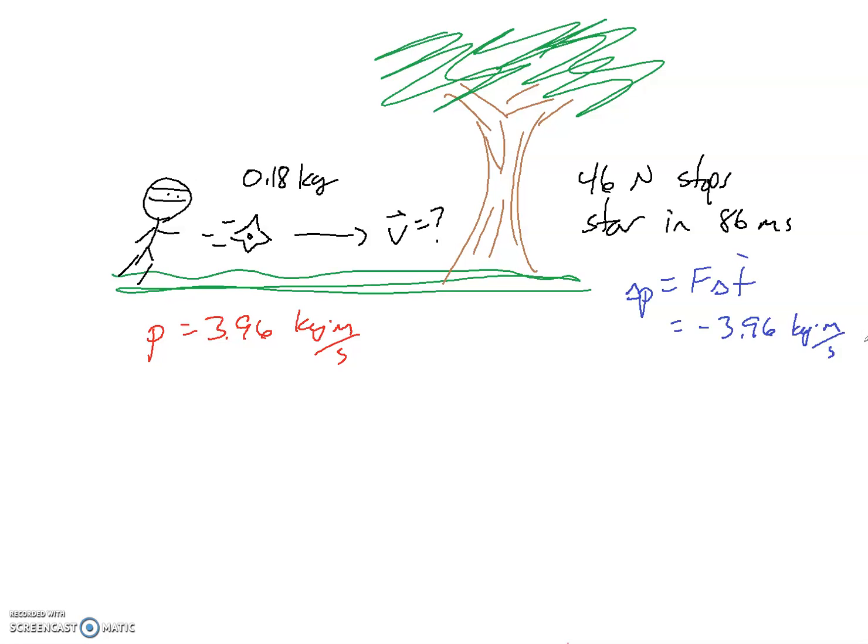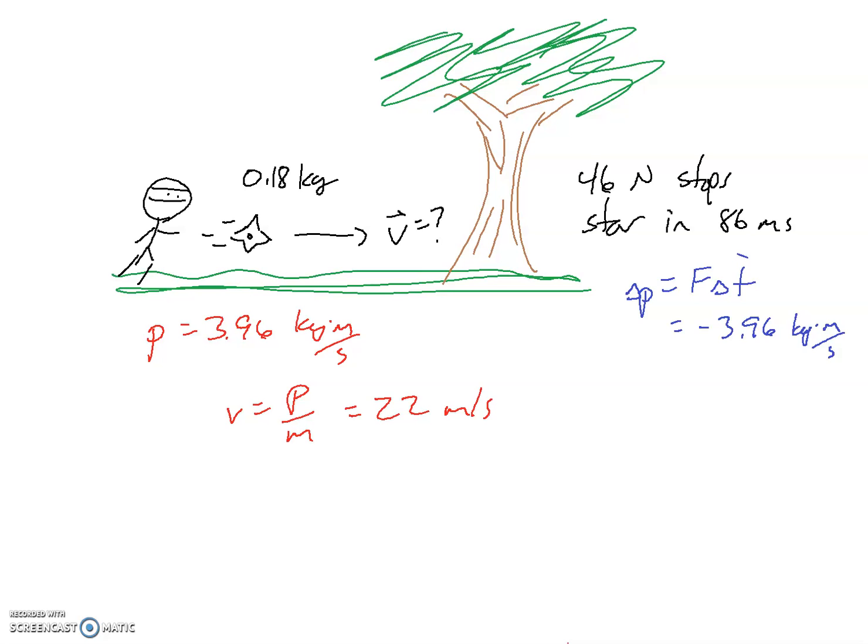Well, now that I know how much momentum the star had, I can find the v rather easily, just the momentum divided by the mass. So I take that 3.96 and divide it by the 0.18 kilograms. I'll round off a little bit. We should get right around 22 meters per second or so. So that's how fast the star was going when it was going towards the tree.